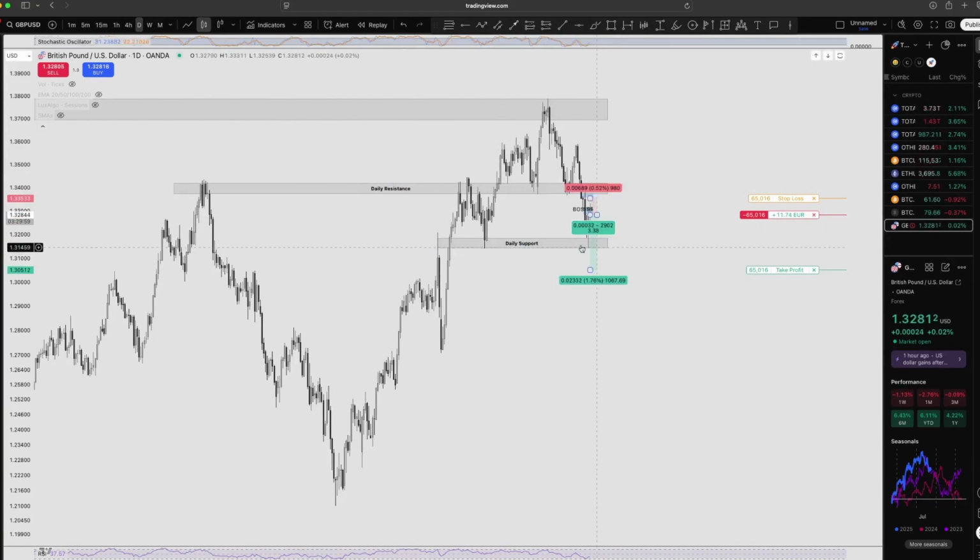But this daily support that we have here isn't very strong because it's only been touched once. Now it's been touched for the second time. Most likely in the back test of this head and shoulders pattern, after this phase it will drop further and could come down to these areas here.